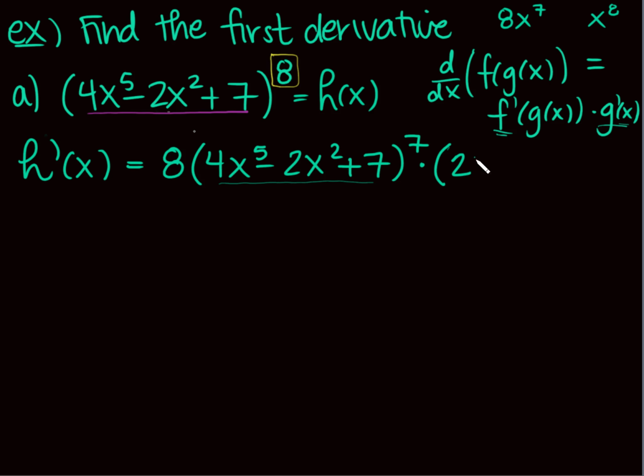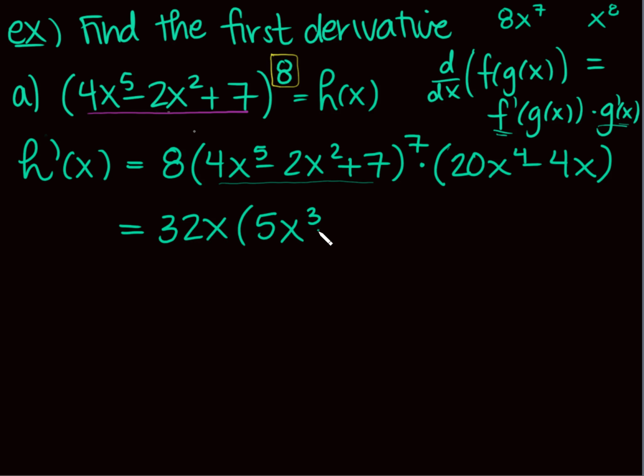So what do I have on the inside? It would be 20x to the 4th minus 4x. And I think you could probably just leave it like that. I mean, what else could we do? Maybe we could factor 4x out of this and multiply it by the 8. So I would have 32x, take a 4x out, that would give me 5x cubed minus 1. Yeah, let's go ahead and do that. Again, we're all gearing up for chapter 4, setting these equal to 0, so it's good to see it in factored form. And now we're done. So again, I took the derivative of the outside, brought the 8 down, left the inside, took 1 away, and then multiplied by the derivative of the inside.